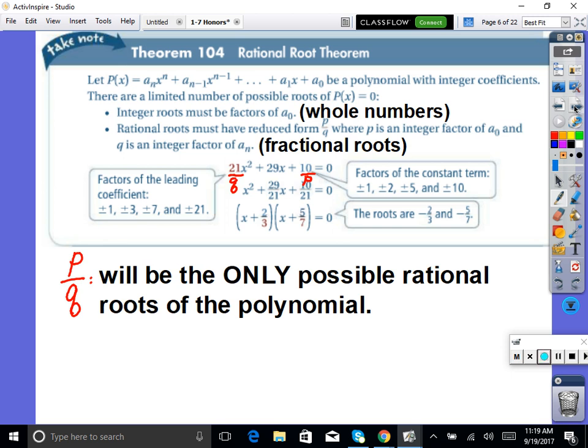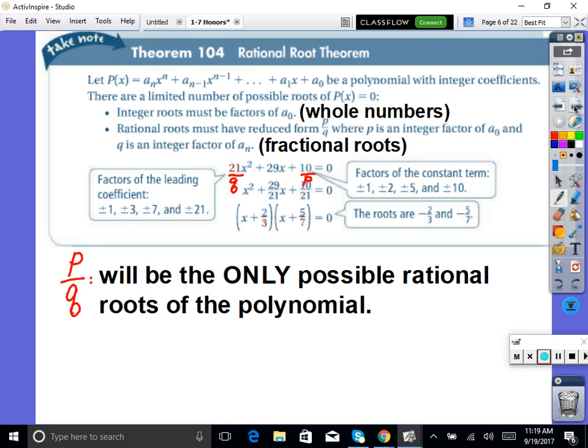Here's how the rational root theorem works. We can literally go through and list out all the factors of p. So what multiplies to be 10? Plus and minus 1, plus and minus 2, plus and minus 5, plus and minus 10. Does everybody see? Now we can also list out the factors of q. Plus and minus 1, plus and minus 3, plus and minus 7, plus and minus 21. Those all multiply to be 21.